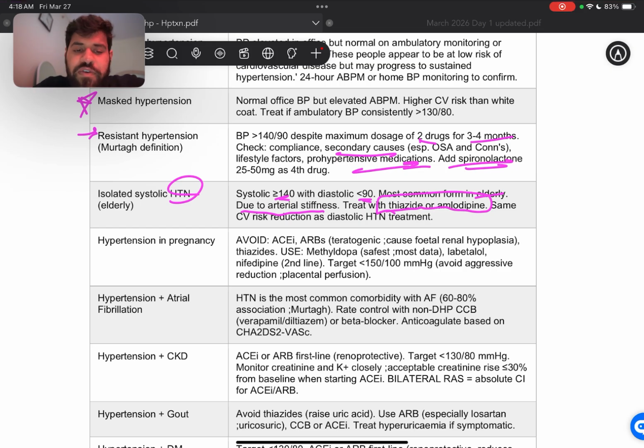All right, now for hypertension in pregnancy, we avoid ACE inhibitors, we avoid ARBs, and we avoid thiazides. We use methyldopa, labetalol, and nifedipine, and the target is going to be less than 140 by 100 because we don't want aggressive reduction or it's going to affect the placental perfusion.